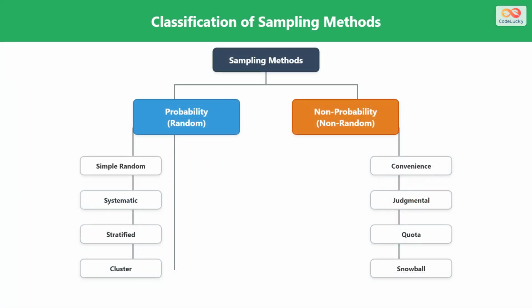Sampling methods are broadly classified into two categories. First is probability sampling, or random methods, where everyone has a fair chance of selection. Second is non-probability sampling, or non-random methods, which relies on the researcher's choice or convenience. We will look at 4 types of each.